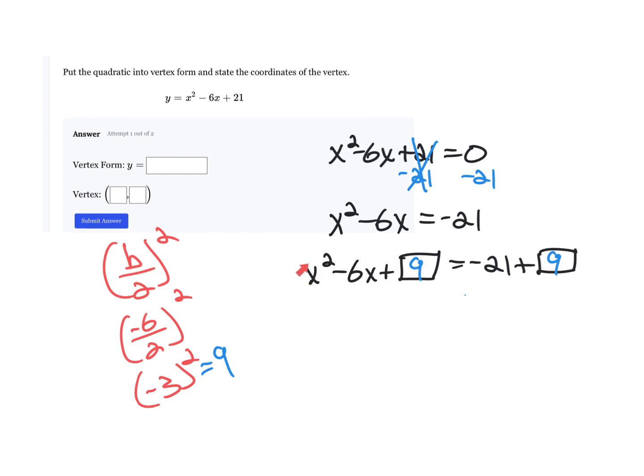And over here, I turned this into a perfect square that can be factored, or the factors of 9 that equal negative 6 are negative 3 and negative 3. So it's x minus 3 squared. This minus 3 is what goes in this factor right here. And that equals negative 21 plus 9, which is negative 12.